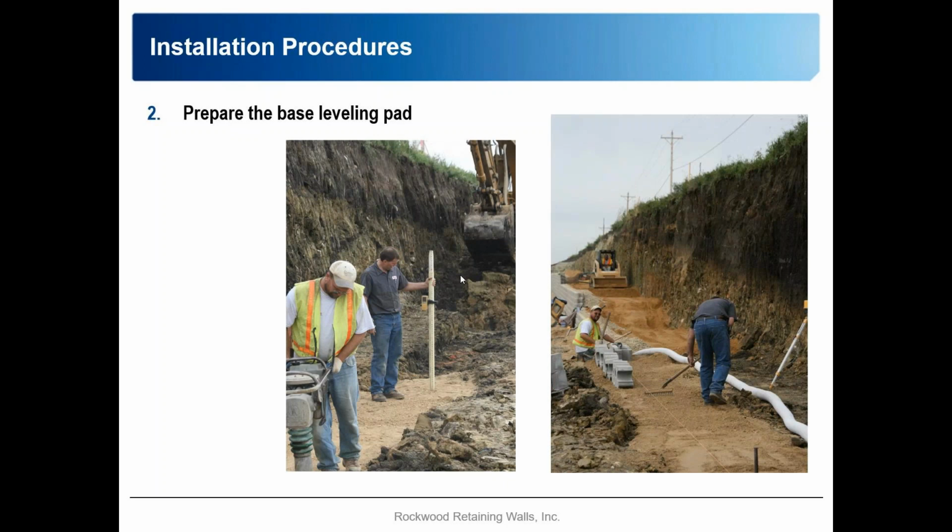So here's an example of using string lines and compaction equipment to level and compact the base as we're setting the units. The slide on the left gives you an example of something that I don't think is the best tool for what they're using. They're using a great road base type material, but the compaction equipment they're using in this case is a jumping jack. It's not that it doesn't work, but it's more of a dynamic type compaction where a vibratory plate would be actually easier, faster, and more efficient than this jumping jack that they're using in this case.